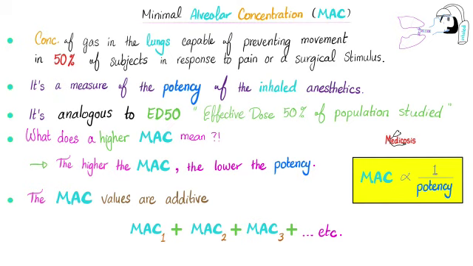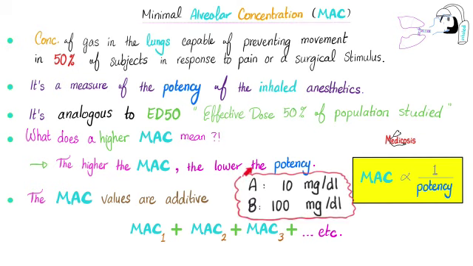Okay, medicos, let's say that a specific inhaled anesthetic has a higher MAC. What does that mean? It means that this drug has a lower potency because it requires a higher concentration in order to paralyze the same amount of people. So the higher the MAC, the lower the potency. Consider this. Imagine that you have anesthetic A and anesthetic B. Anesthetic A requires a concentration of 10 to knock you unconscious. Anesthetic B requires a concentration of 100 to knock you unconscious. Which one is more potent? A. The MAC values are additive, so if you're giving 3 drugs together, you add MAC1 plus MAC2 plus MAC3.